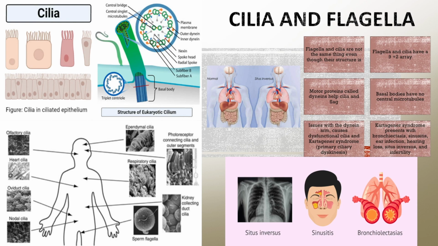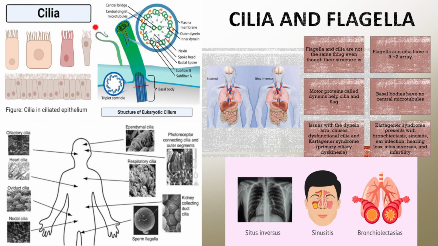So to summarize, cilia, usually you have a lot of them, and they're shorter. Flagella, usually one, but it's longer. This used to confuse me, so I just wanted to clarify that. Now let's talk about the structures. So structurally, they're pretty similar.